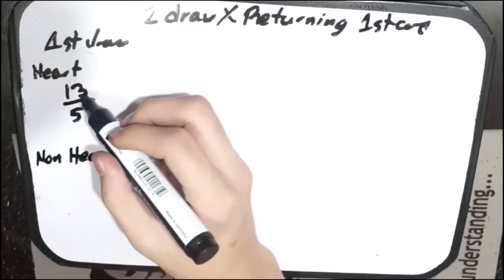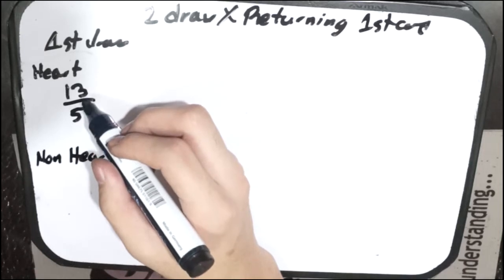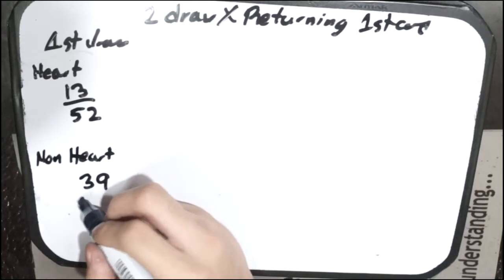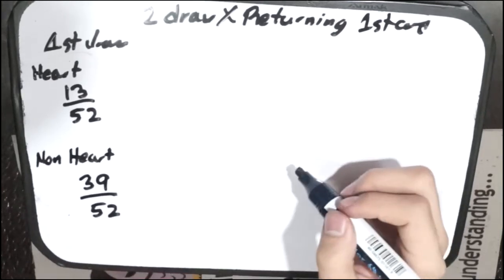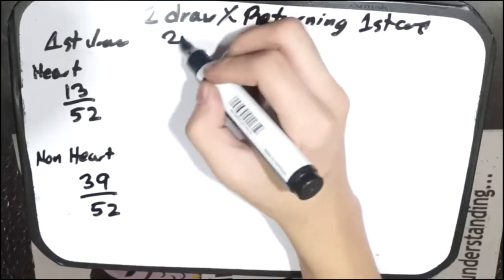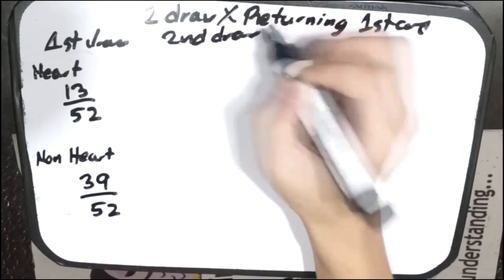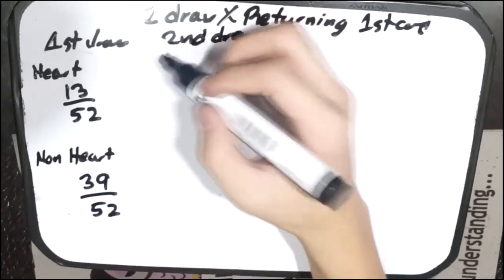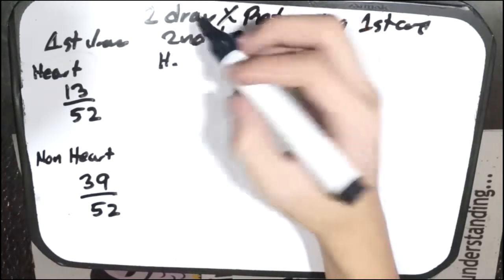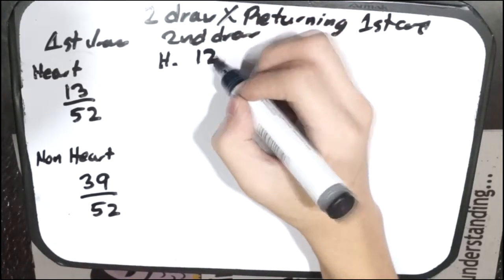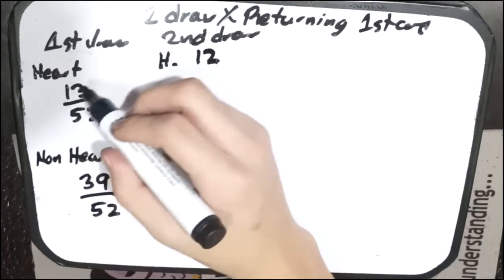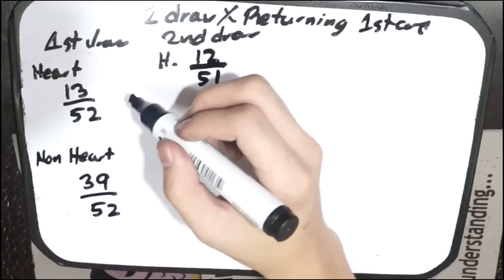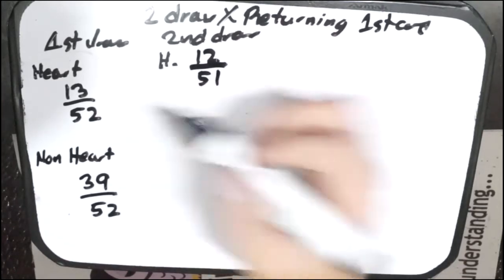would be 52 minus 13, which would be 39 over 52. On your second draw, if you drew a heart first, the possibility of drawing a heart again would be 12, because you would subtract 1 from the numerator, the total number of hearts, over 51, because the total number of cards also decreased by 1.